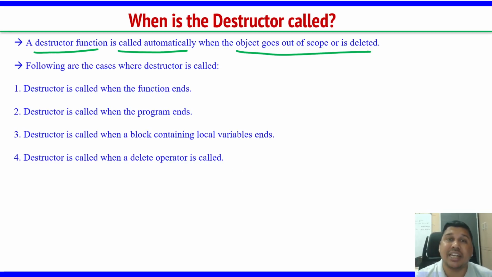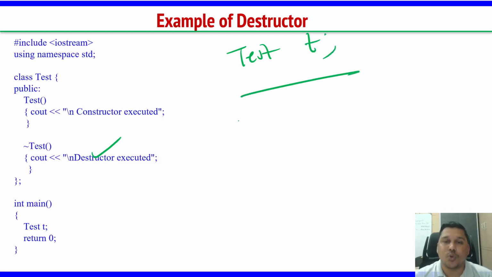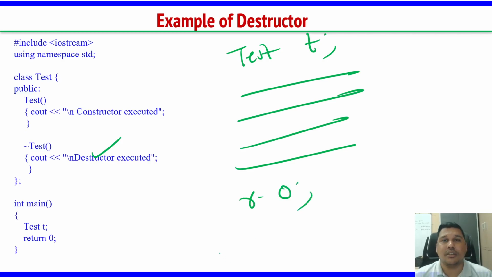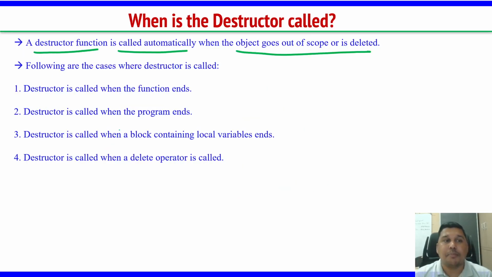You can observe whether it is working or not using this. You write a program, you create an object T, then write so many printf statements and write return 0 and close it. Then you will see constructor executed, all these printf statements, and then destructor executed at the end. That way you can observe the use of destructors, right? But there are certain situations where the destructor function is called.